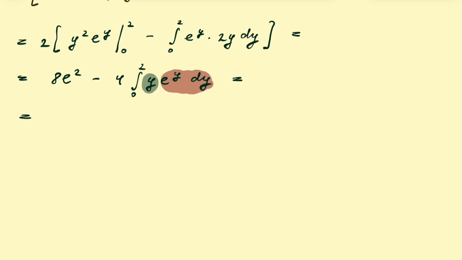We choose two functions. Well, first let me write 8 times e squared. So, and 4 times, opening up the brackets, we choose two functions. First, the function we'll differentiate, and the function that we'll need to find an antiderivative of. For this particular case, we want y to be the function that we'll differentiate, and e to the y dy is the function that we need to find an antiderivative of. First, we just find an antiderivative. An antiderivative for e to the y is just e to the y.